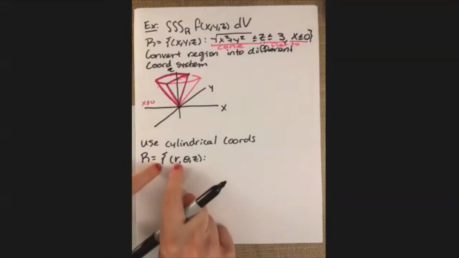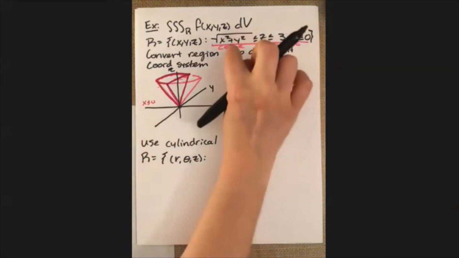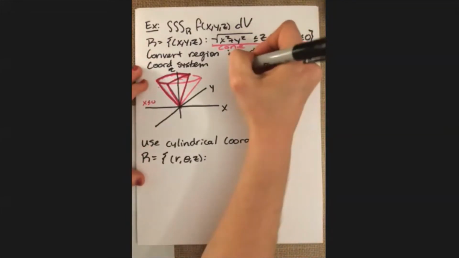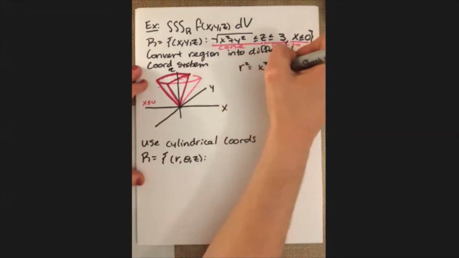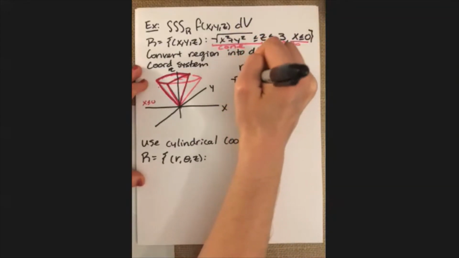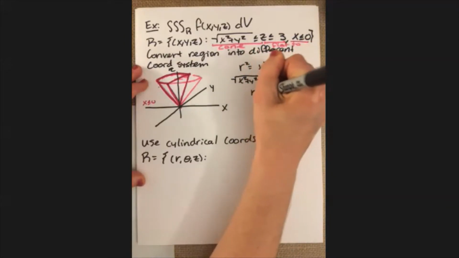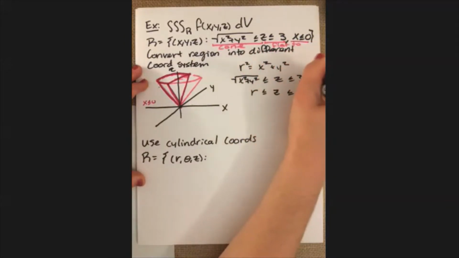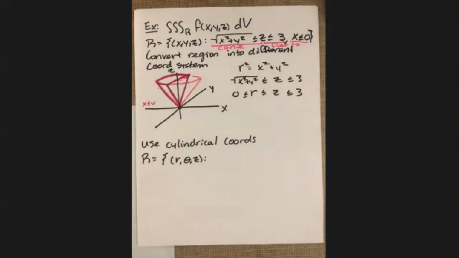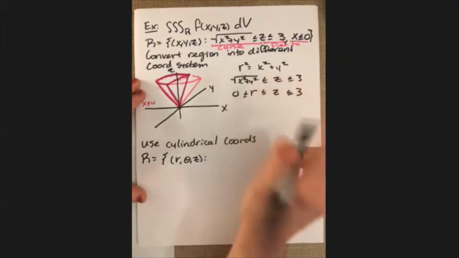Okay, so let's look at r. So we know that if we look at this expression right here and we think about our cylindrical coordinates, we know that r squared is equal to x squared plus y squared, which means that this square root of x squared plus y squared, less than or equal to z, less than or equal to 3, is going to become r less than or equal to z, less than or equal to 3. We also know that we always want r to be greater than or equal to 0. So if we ignore the z here momentarily, we know that we need r to be between 0 and 3.